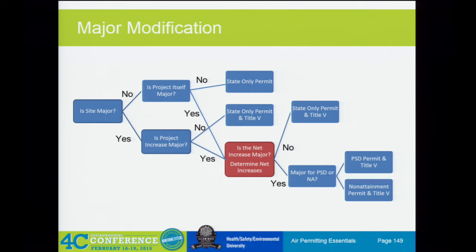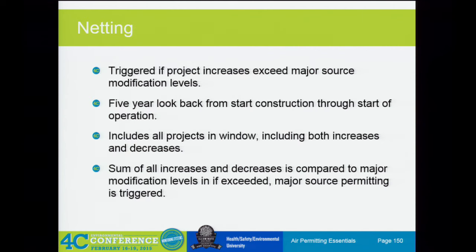So is the net increase major? Well, in order to do that, we need to determine our net increases. It's triggered if the project increases exceed major source modification levels, so that's what triggers netting. It's a 5-year look back from the start of construction through the start of operation.